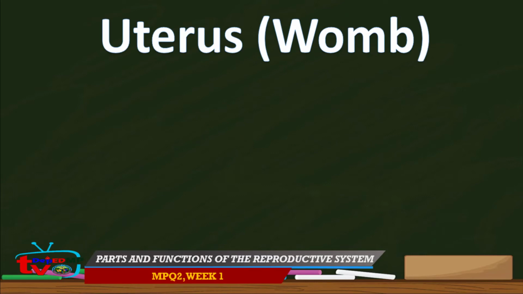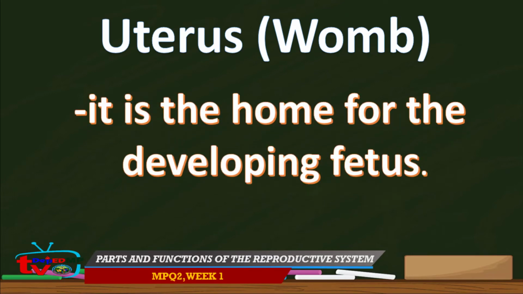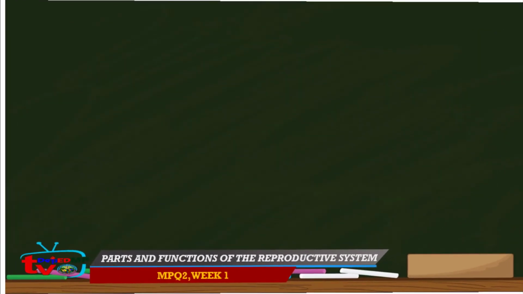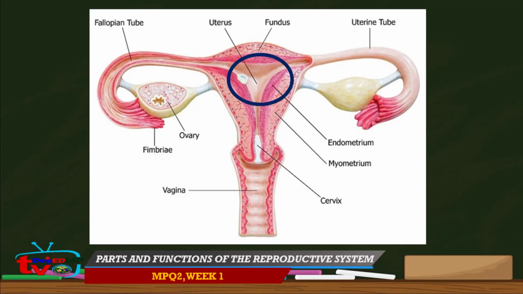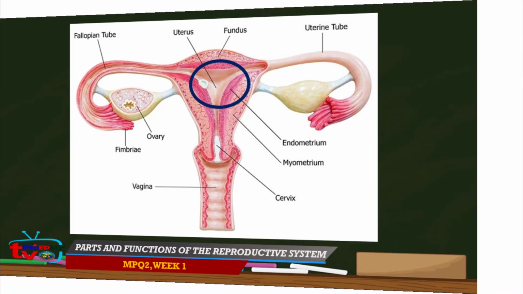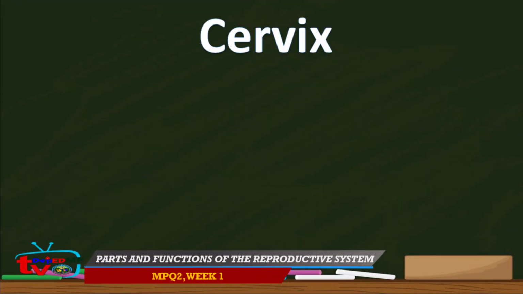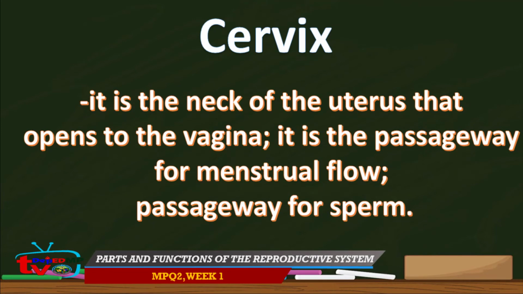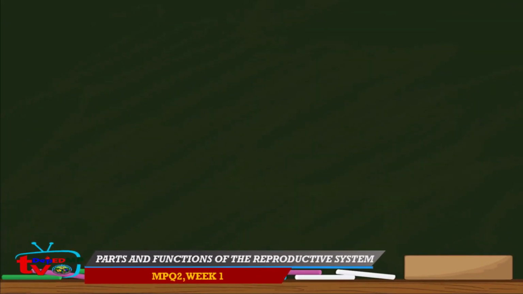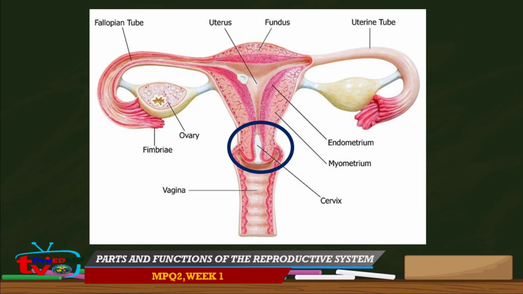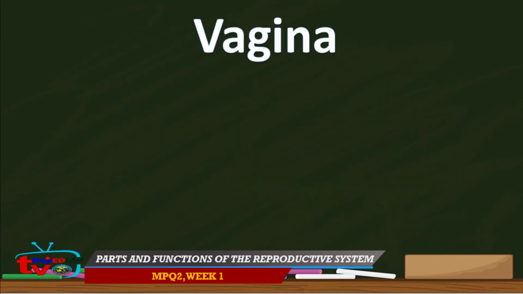Next is the uterus or the womb. It is the home for the developing fetus. This is where the baby develops. That is the womb or the uterus. Cervix. It is the neck of the uterus that opens to the vagina. It is the passageway for menstrual flow and the passageway for sperm. Cervix is located here.